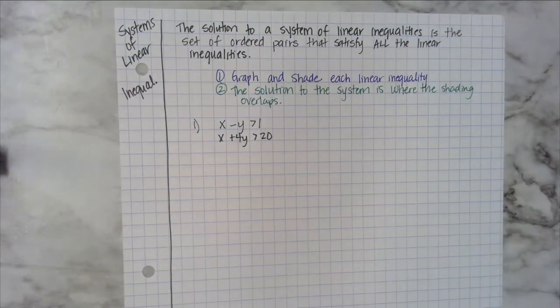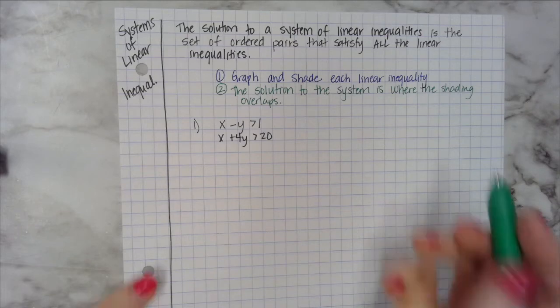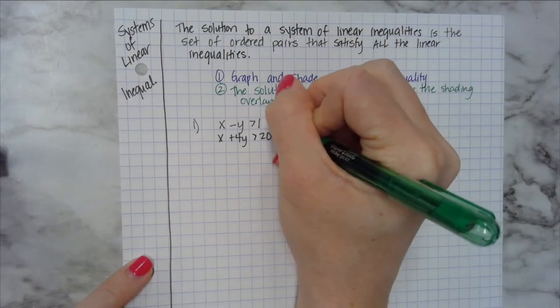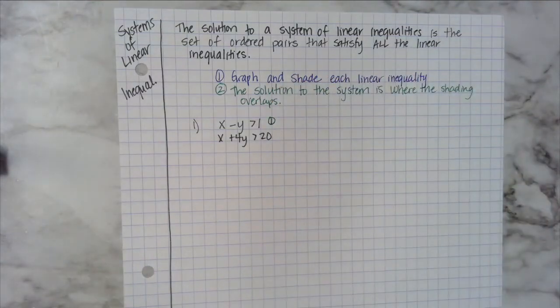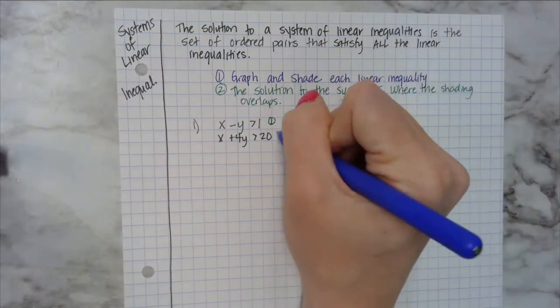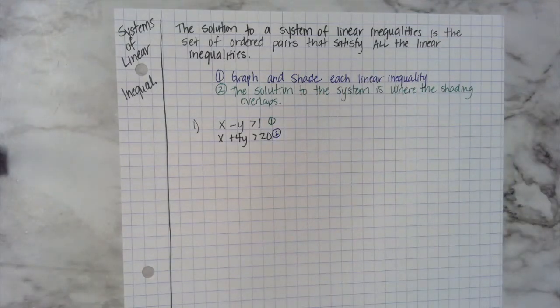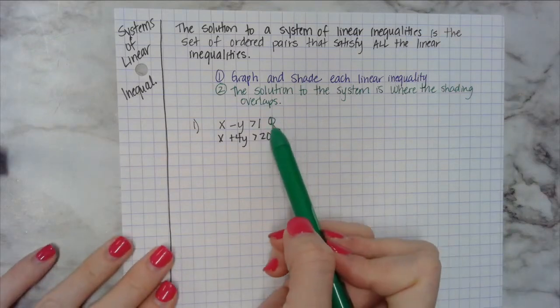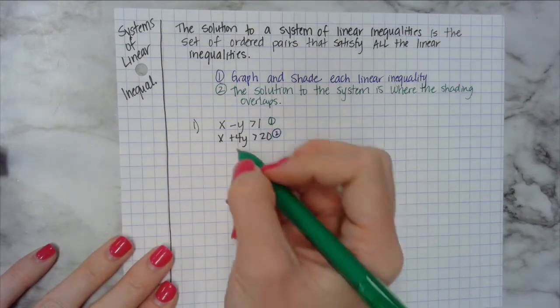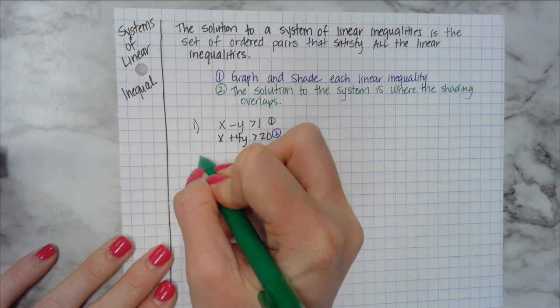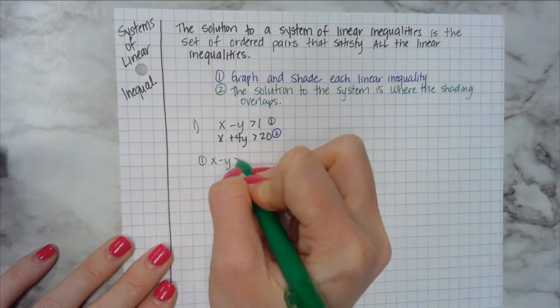Well, in order to graph these both, we've got to rewrite them in slope-intercept form. So what I'm going to do, just in order to keep these organized, is label the first inequality in green as number 1, and the second inequality in blue as number 2. Labeling them helps keep my work clear and in order. And so I'm going to deal with the first one and rewrite that in slope-intercept form. So inequality 1 is x minus y is greater than 1.